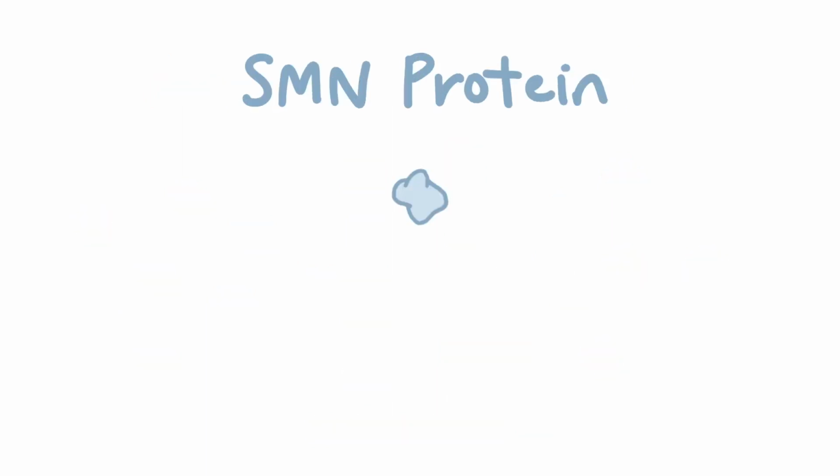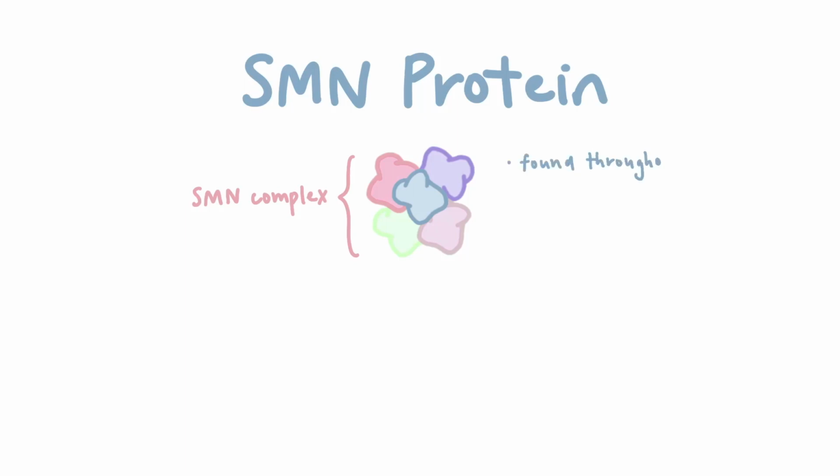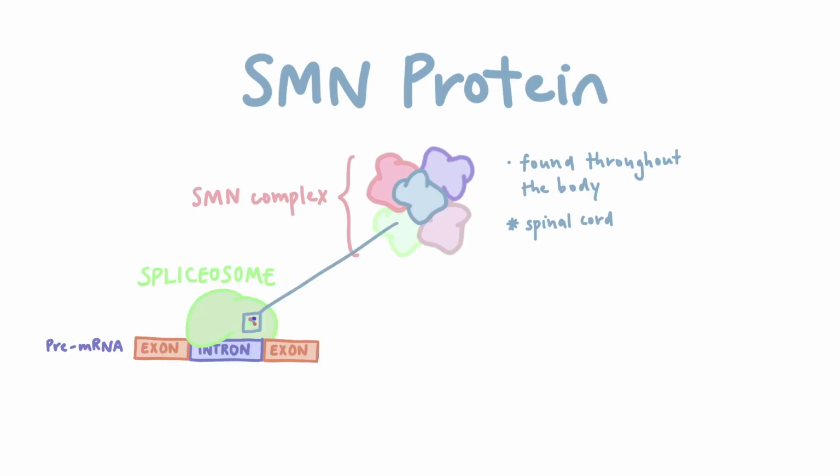The SMN protein is part of a group of proteins called the SMN complex, which is crucial for the maintenance of motor neurons. SMN protein is found throughout the body, with highest levels in the spinal cord. The SMN complex is required for the assembly of spliceosomes, which mediate splicing during RNA processing. This is essential for pre-mRNA to become mature RNA, ready for translation into proteins.